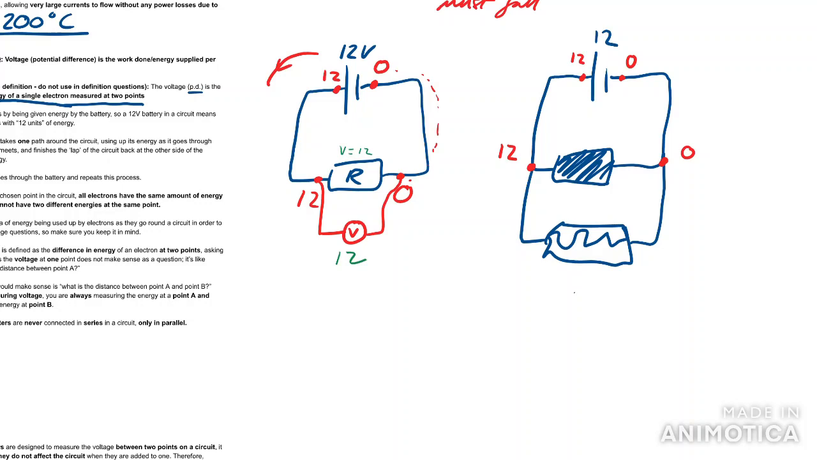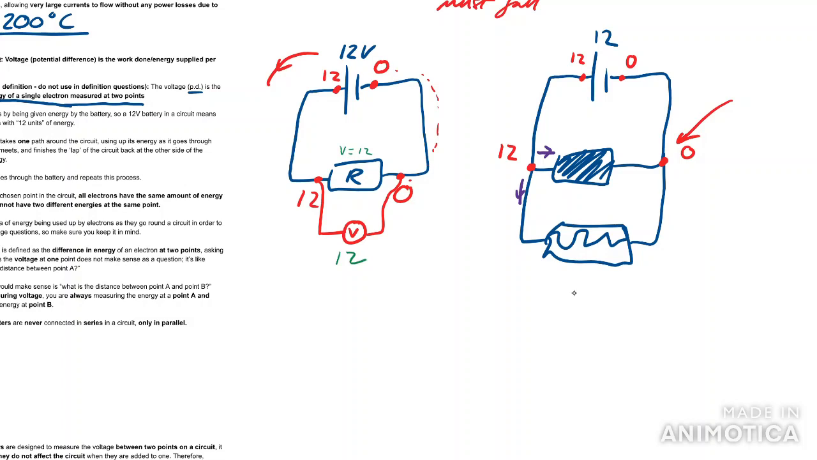And so we know for sure that electrons can only choose one path around the circuit. So at this point, an electron can either choose to go this way or it can choose to go this way. Now, what can we say for sure? Well, regardless of which path it chooses, we know that by the time it gets to here, it has to have 0 units of energy left.